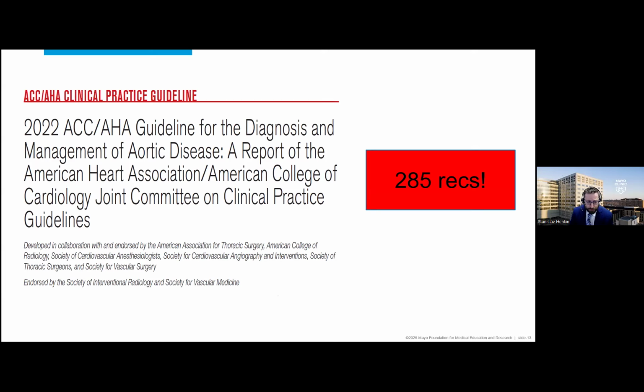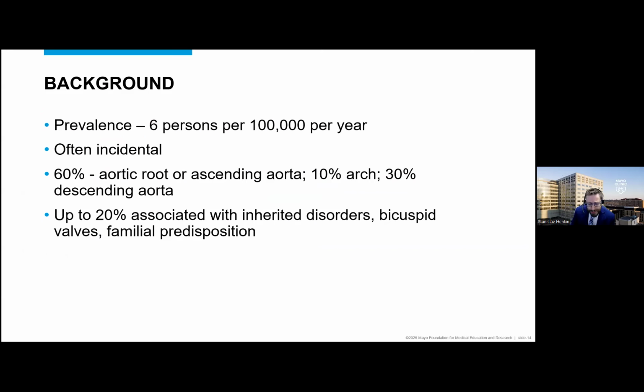It's a really great document and really important for our care of patients with aortic disease, both ascending as well as descending abdominal aorta. So when we think about prevalence of ascending aortic aneurysm, the quoted prevalence is 6 persons per 100,000 per year, but this is likely underestimated because there are no screening protocols for this, right? And this is often an incidental finding when we look for other things and find it just randomly there. 60% involve the aortic root or ascending aorta, 10% involve the arch, and 30% involve the descending aorta. And this is what we're going to harp on for much of our presentation.